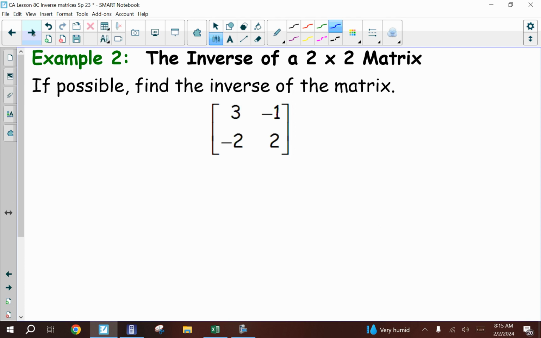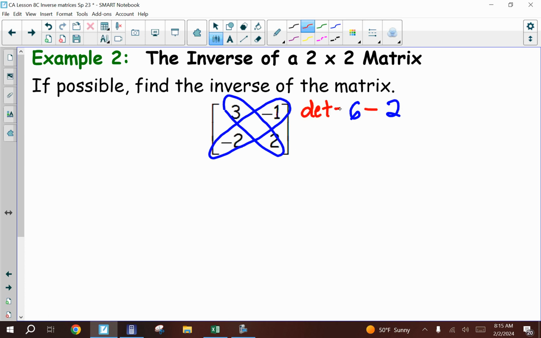So the first thing I want to do, since I have to find the inverse, is find the determinant. So my determinant, let's do the determinant of this guy. The determinant would be this multiplied together. So that's going to be 6. And then we multiply these two together, and that's going to be 2. And then we subtract them. So if I find the determinant of this, my determinant is 4.